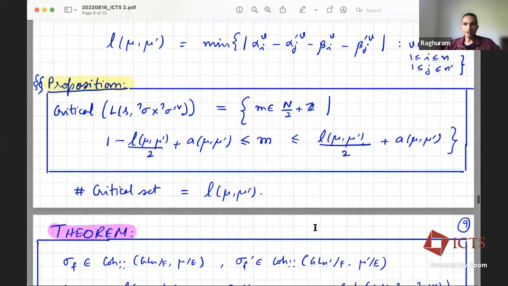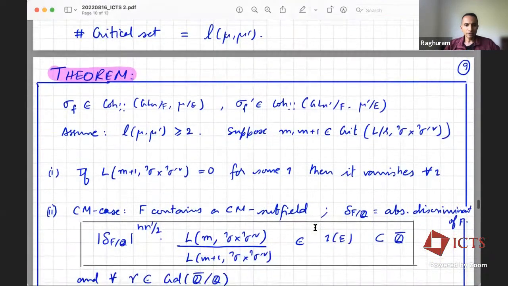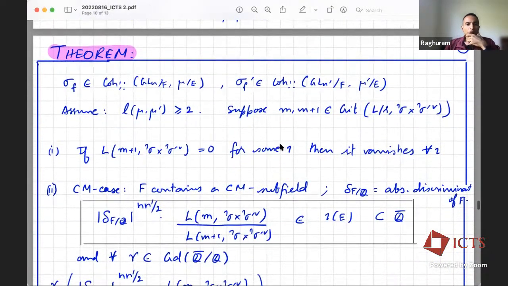Having identified the critical set, now I can state the theorem. So I start with, say, notation sigma f and sigma prime f, strongly inner spectrum, living strongly in the spectrum of GLN and GLN prime with weights mu and mu prime, strongly pure weights mu and mu prime. I'm going to assume for my theorem that the cuspidal width between mu and mu prime is at least 2. I need just enough space to guarantee myself that there are at least 2 critical points. The nature of this theorem is about ratio of critical values, so I need at least 2 critical points. So that's my assumption.